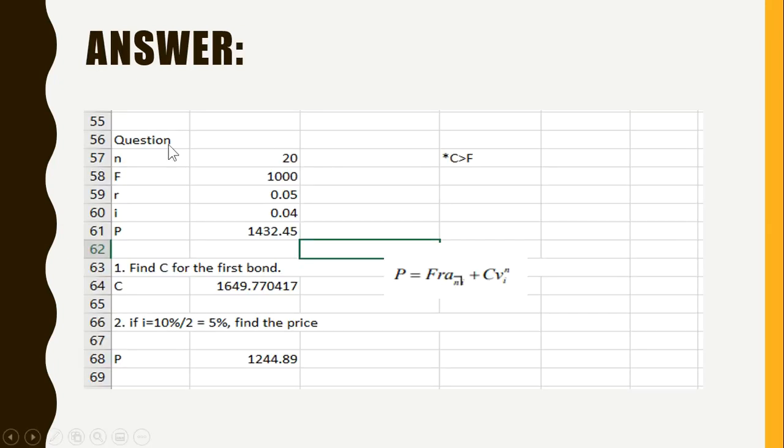So as previously, we write down all the information from the question. Then we know that the redemption value is greater than par. So the first thing is we have to find the redemption value. Using the first formula, we calculate that the redemption value is 1,649 ringgit and 77 cents.